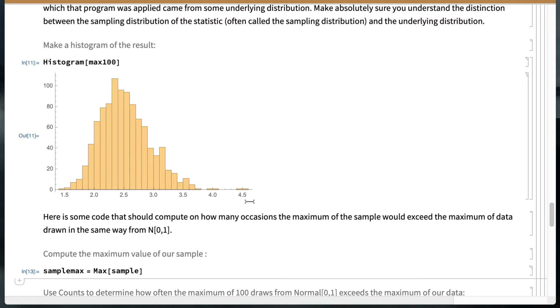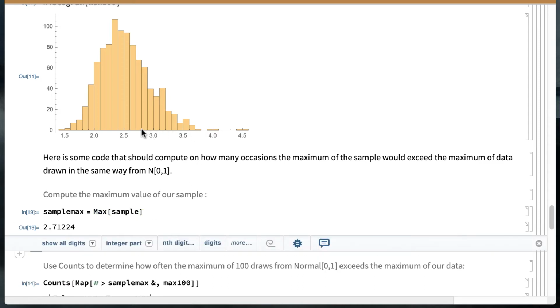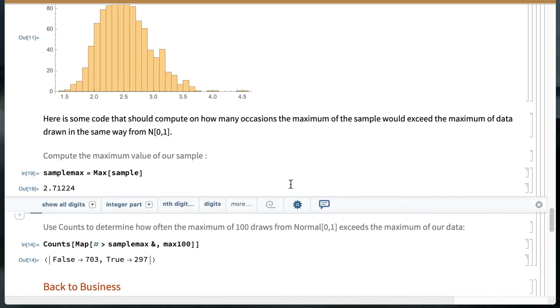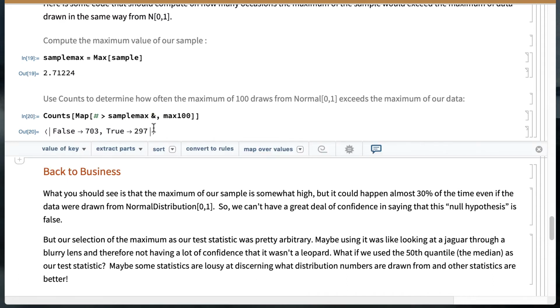So let's take a look here at our own data. If we compute the maximum of our sample, it's 2.7, which is high, but it looks like there are a lot of instances in which N01 produced something as big as 2.7. In fact, let's run a little code to see how often that's the case. And it turns out that in 297 times out of 1,000, even if you were drawing from N01, you would get a number as big as 2.71224.